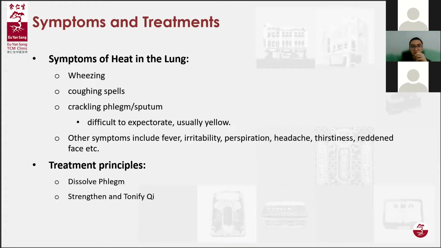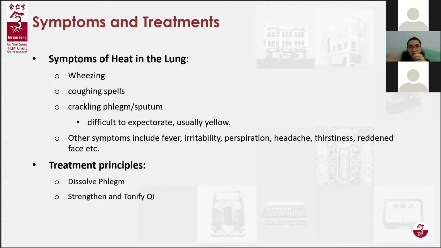Okay, and then let's talk about the other type of asthma, which is due to heat. So, other than wheezing, coughing, cough spells, crackling, phlegm or sputum that is difficult to spit out, right? This phlegm, sputum usually is yellow, but it may be white sometimes when the heat is not so prominent. There are also other symptoms like fever, irritability, perspiring a lot, hot sweat, headache, dizziness, reddened face, or all the upper symptoms here.